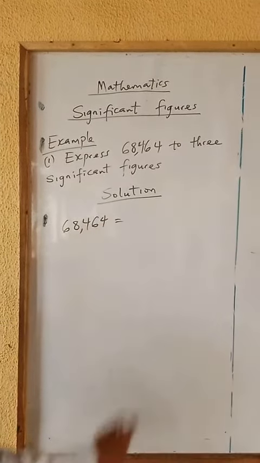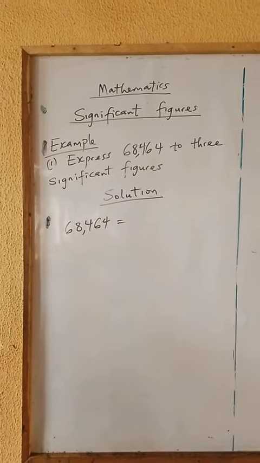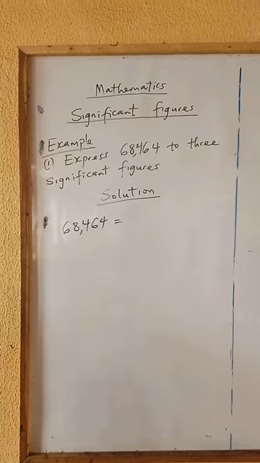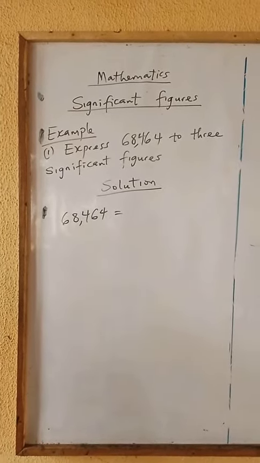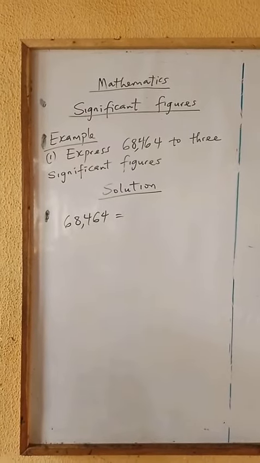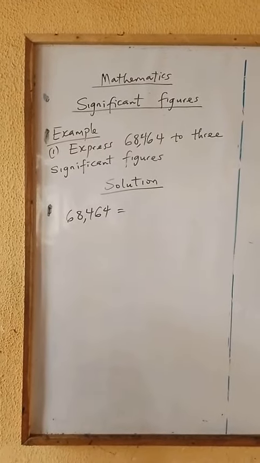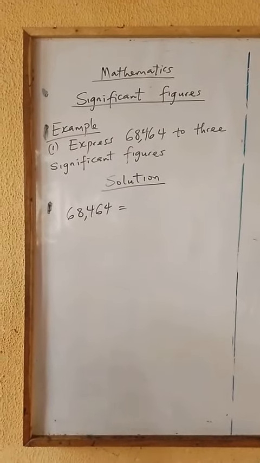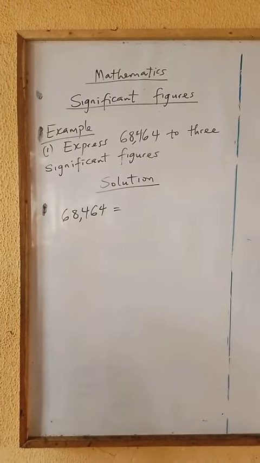68,464. So by the time you finish rounding it up, your answer must also be in form of thousand by the time you pronounce it in words. And in significant figure, numbers that are 5 or more than 5, like 5, 6, 7, 8, 9, will be rounded up to 1, while numbers that are less than 5, that is 0, 1, 2, 3, 4, will be rounded down to 0 and add to the next digit.